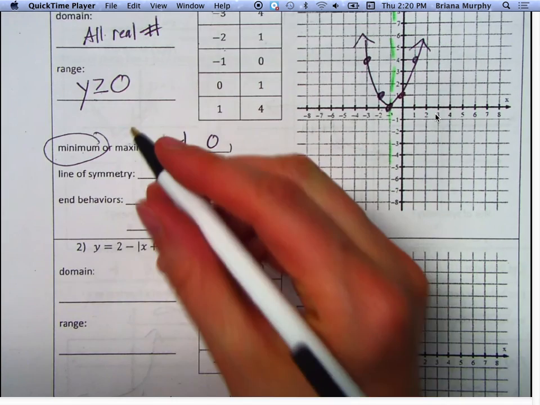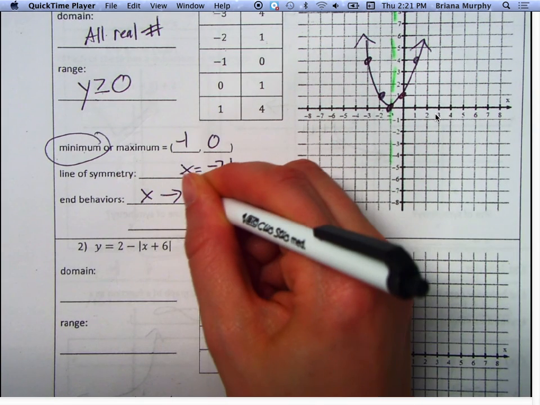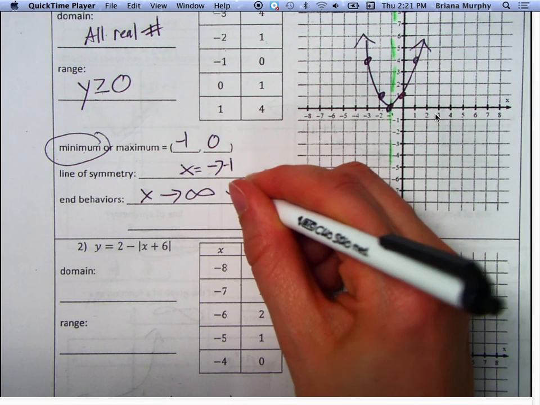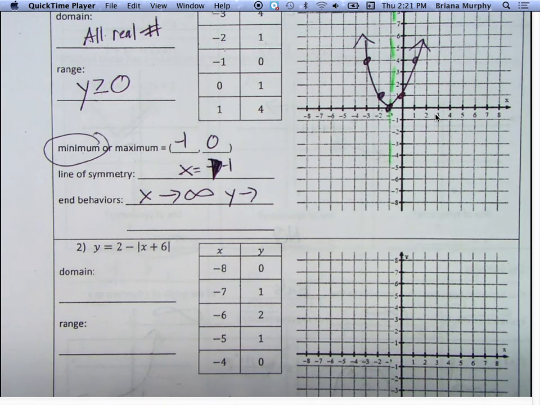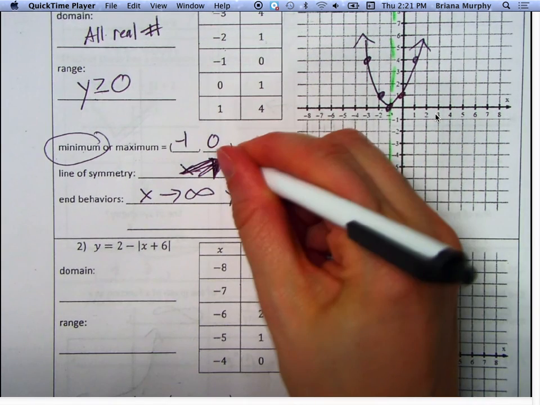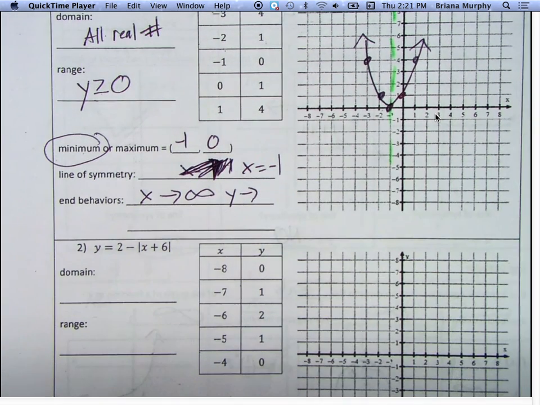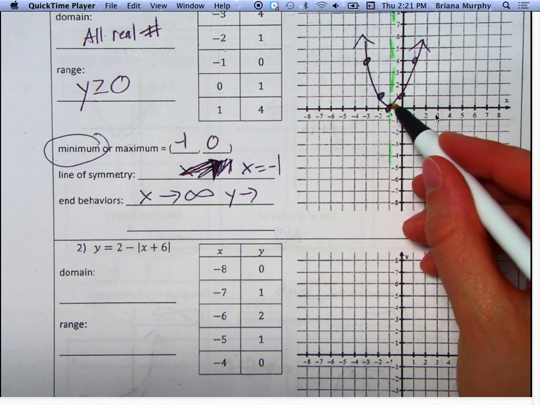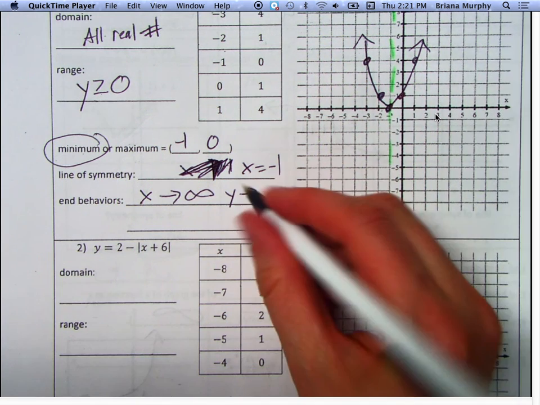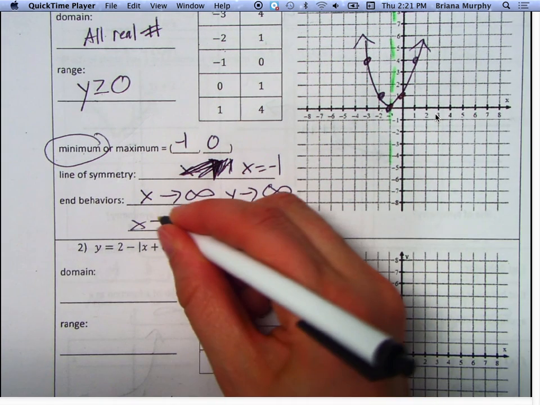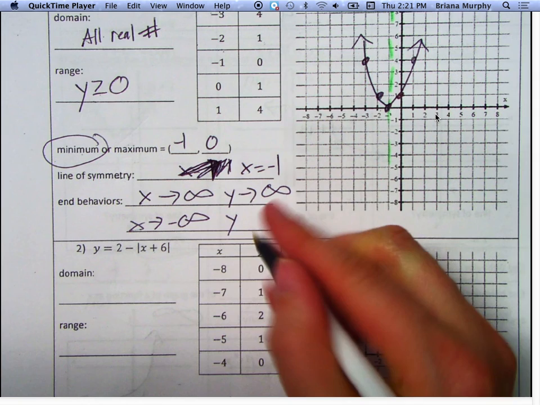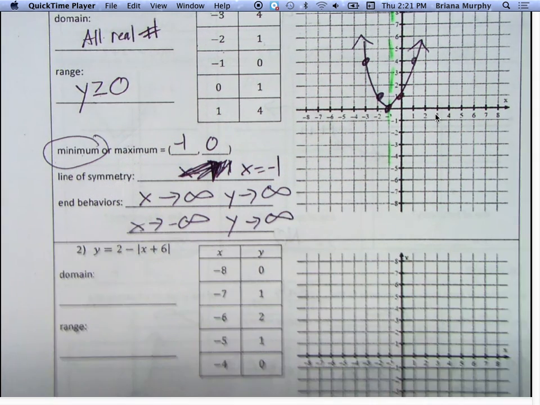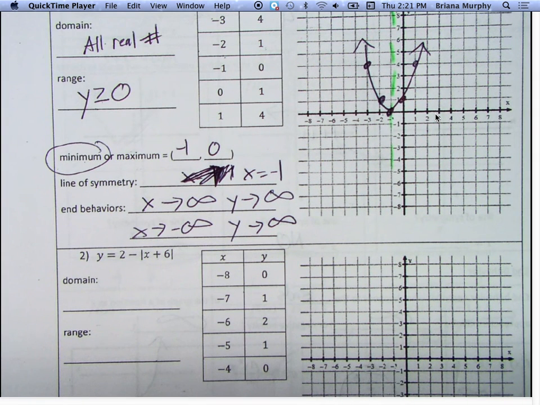As x approaches infinity, y approaches... that's a -1, sorry. As x approaches infinity, where's y going? Infinity. As x approaches negative infinity, where is y going? Infinity. Because on the left side it's like... Okay, y approaching?